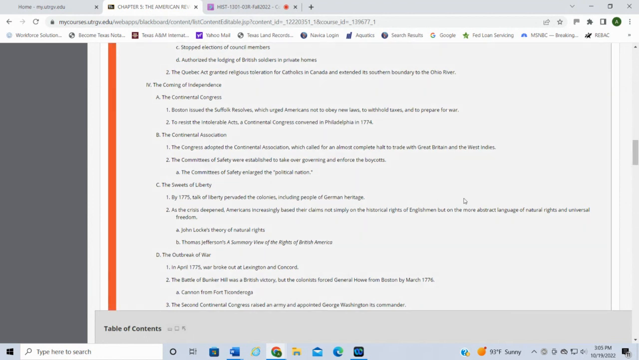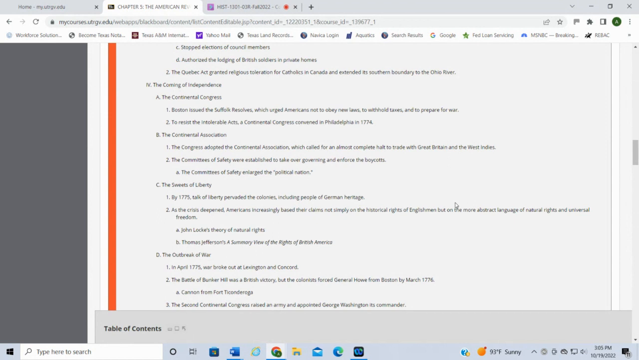So the Committees of Safety enlarged the political nation, right? Where now the common person was getting involved in politics, right? Because the Congress, of course, they were meeting, and they were passing these resolutions, and then the Committee of Safety would have to enforce it, right? You could think of them as like the political police, so to speak, right? Like a de facto executive branch, where they're enforcing, kind of like what we see with federal law enforcement and things like that. You can make an argument they're the precursors of that here.